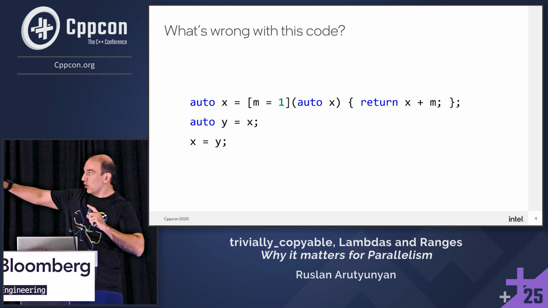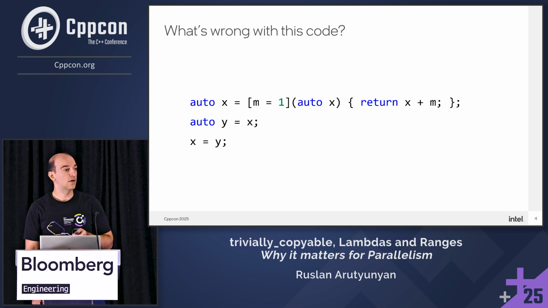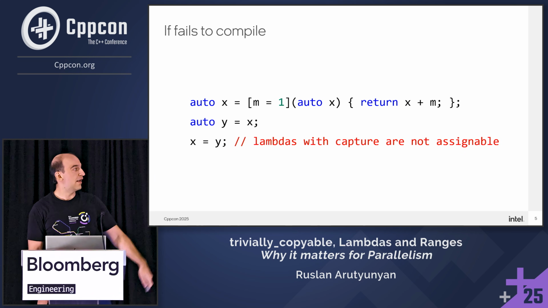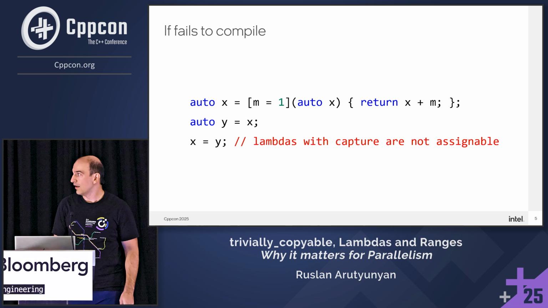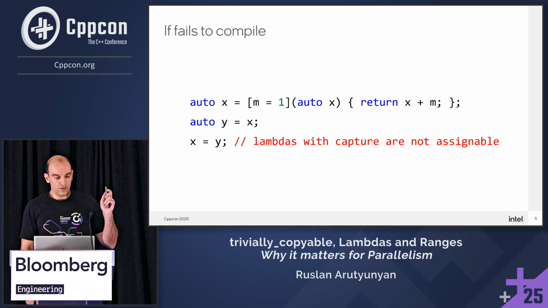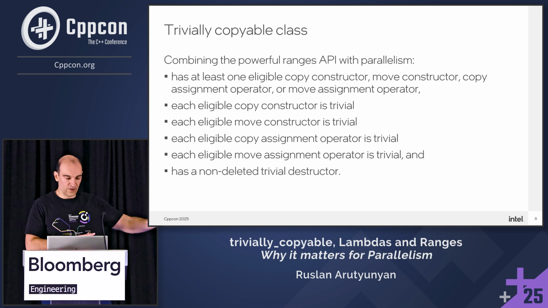Now I have the same code, but with a lambda with capture. What's wrong with this code? Lambdas are not assignable. I cannot assign them if they are with capture. Now I explain why it matters from my talk's perspective.